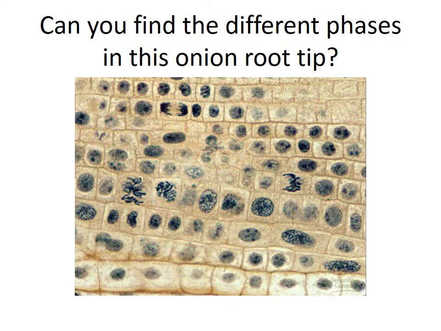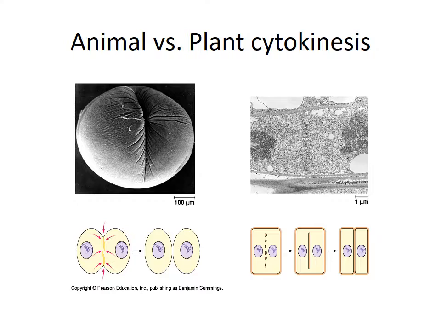Anyways, plants grow a cell wall between the nuclei in telophase, late cytokinesis, whereas animal cells just pinch in on themselves. What's doing that? The microtubules are pulling in on the cell.